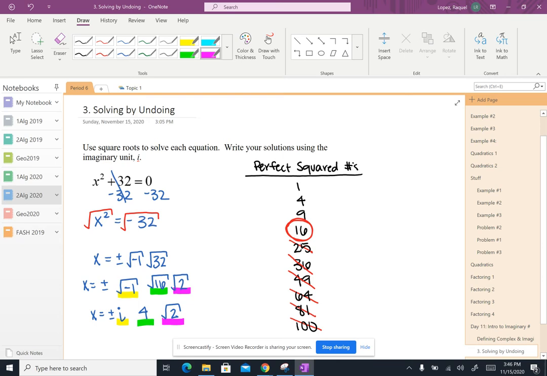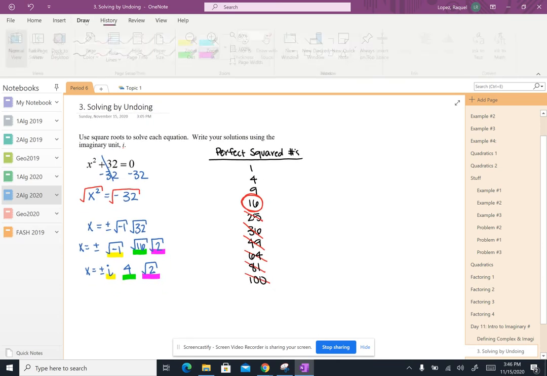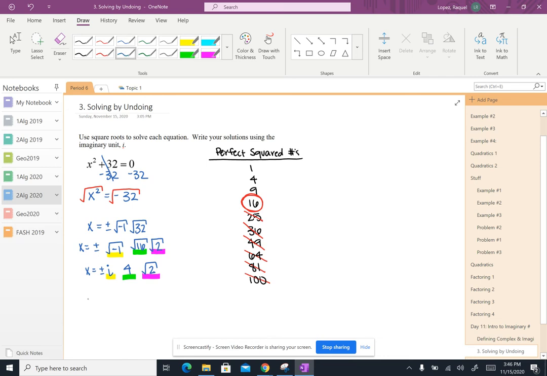Okay, so now let's write our answer so that it looks just a little cleaner. Mathematicians usually want you to write your answer as x equals plus or minus 4, so that real number first, followed by the imaginary number, followed by the number that's left underneath the square root. And so this is going to be our solution. We've got x equals positive 4i square root of 2, and we've also got x equals negative 4i square root of 2. We want to make sure we have both of these solutions in our answer.